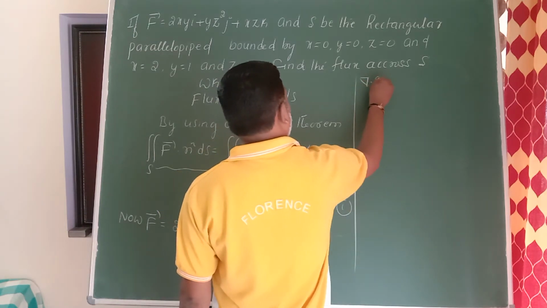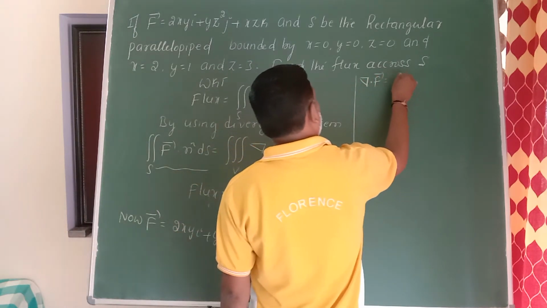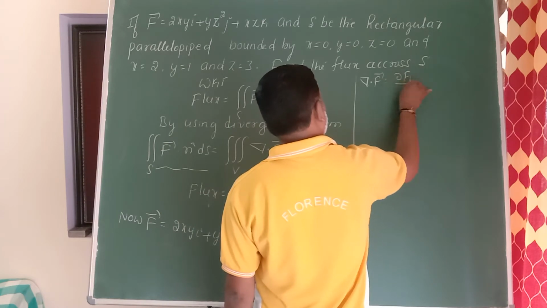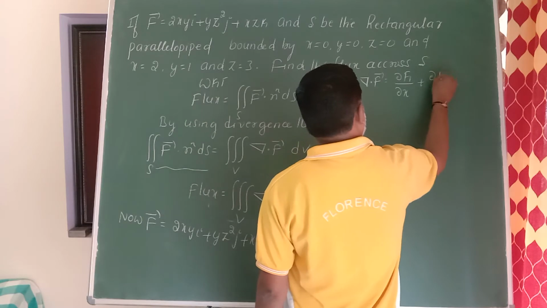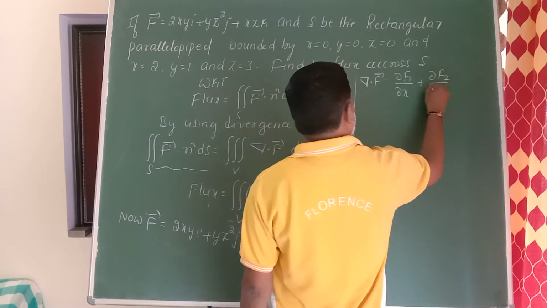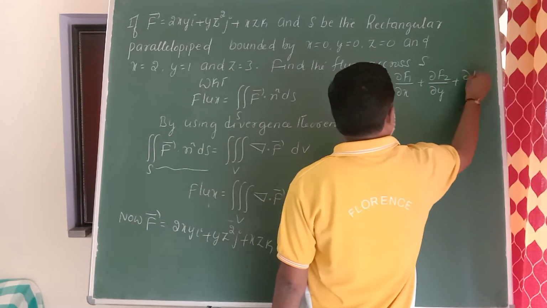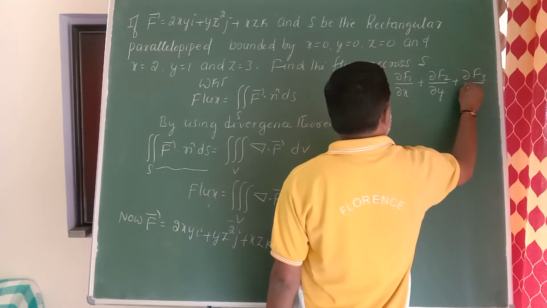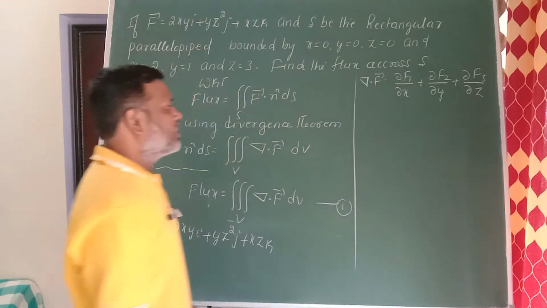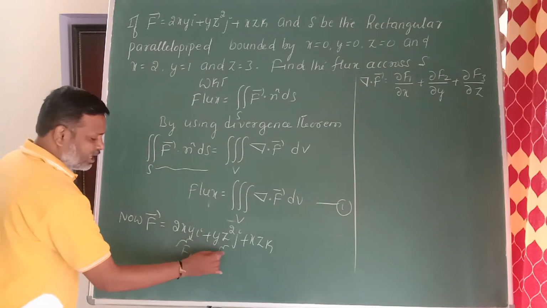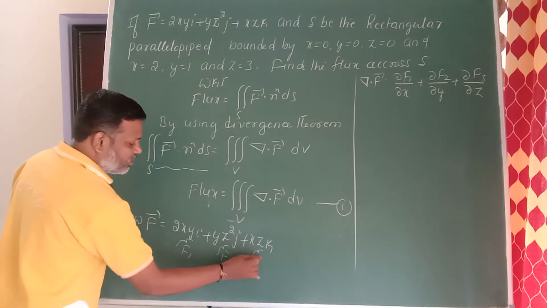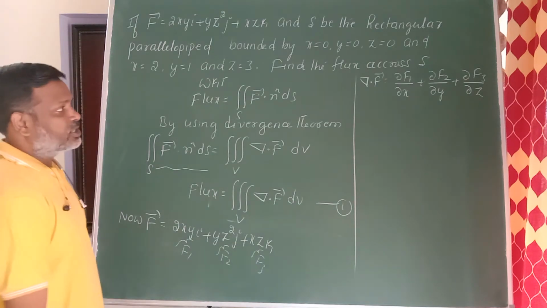So del dot f is equal to dou f1 divided by dou x plus dou f2 divided by dou y plus dou f3 divided by dou z. Here f1 is the first function, f2 is the second function, and f3 is the third function. Now let us differentiate here.